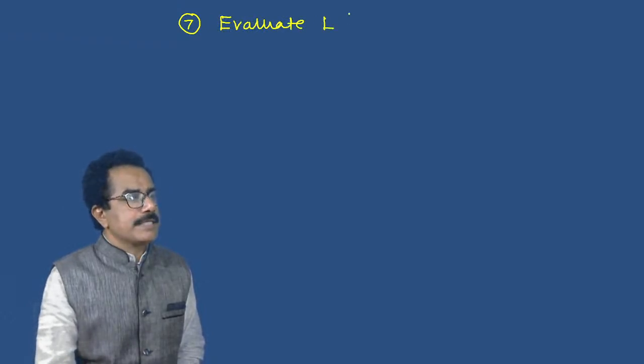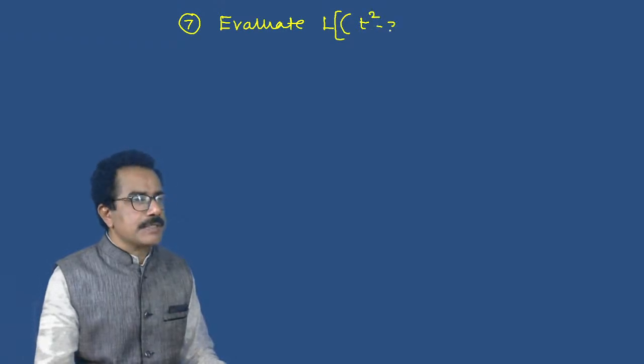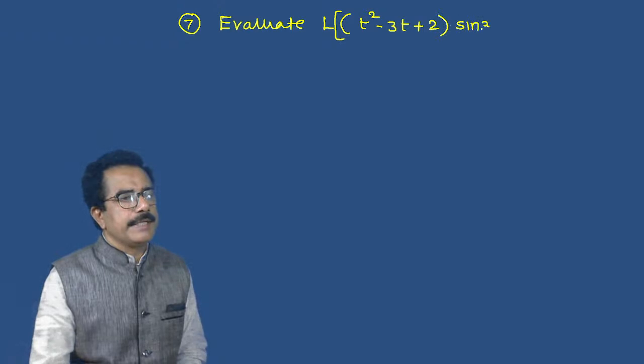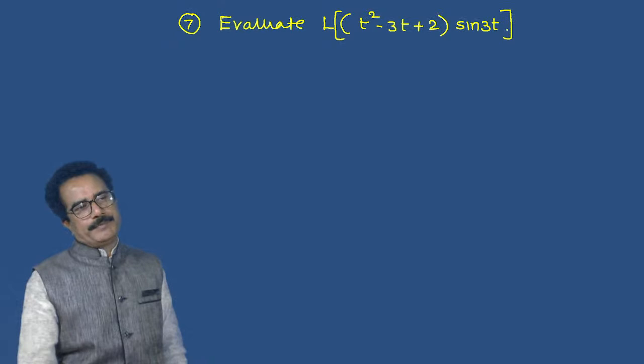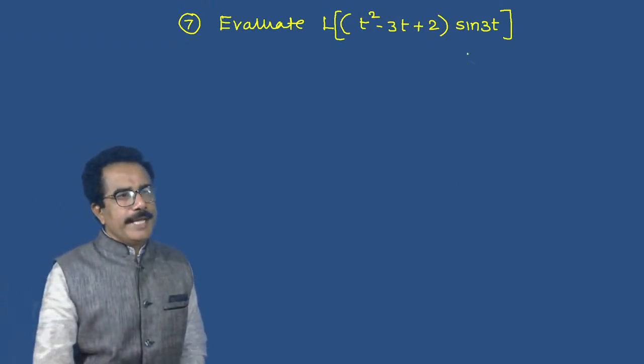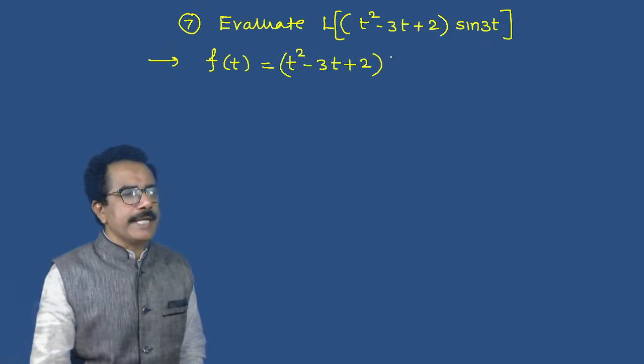Our aim is to find out the Laplace transformation of problem 7. Evaluate the Laplace transformation of (t square minus 3t plus 2) into sine 3t. Okay, now our aim is to calculate the Laplace transformation of (t square minus 3t plus 2) into sine 3t. Okay, now we consider this as f of t. Now f of t is equal to (t square minus 3t plus 2) into sine 3t.